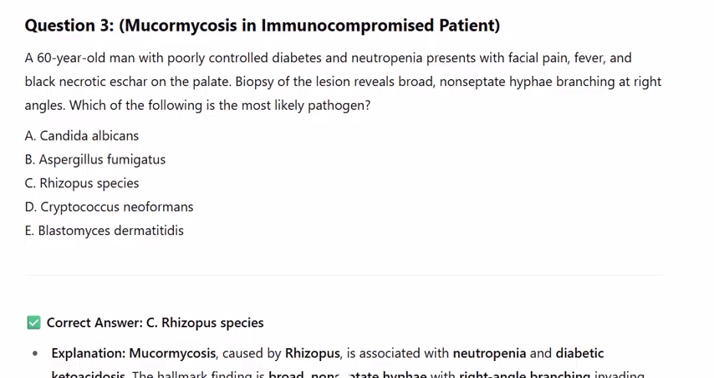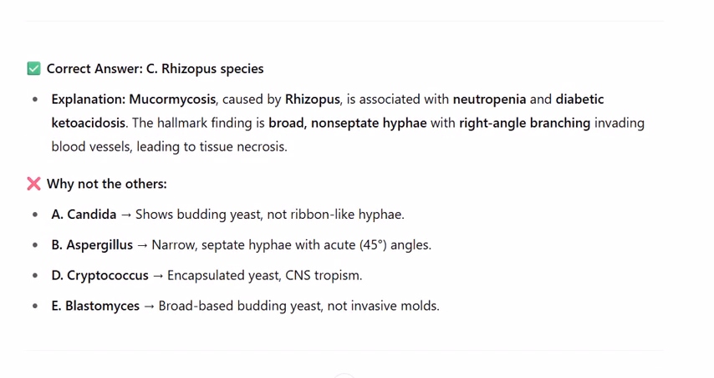The hallmark finding is broad, non-septate hyphae with right-angle branching invading blood vessels, leading to tissue necrosis. Why not the others? A. Candida shows budding yeast, not ribbon-like hyphae. B. Aspergillus has narrow, septate hyphae with acute 45-degree angles.